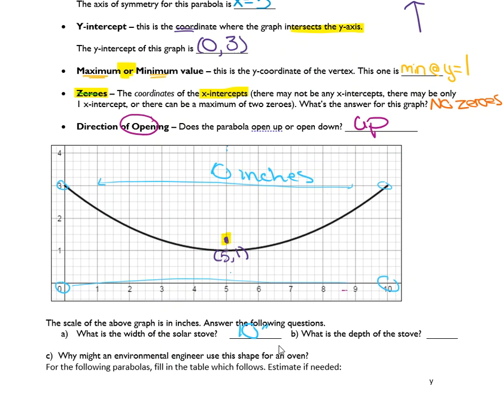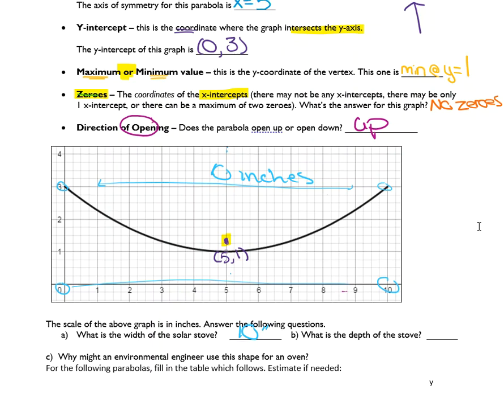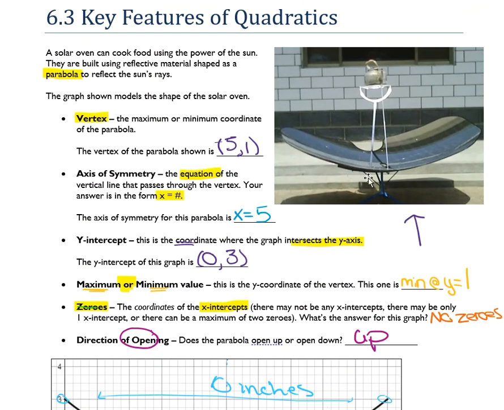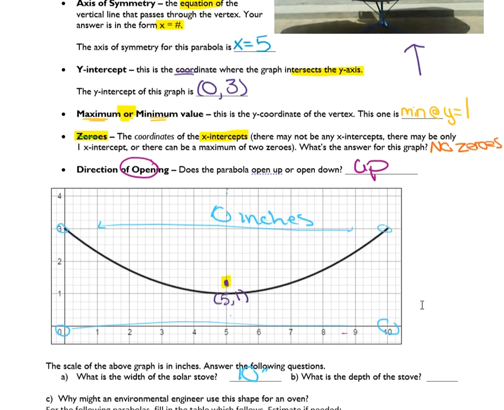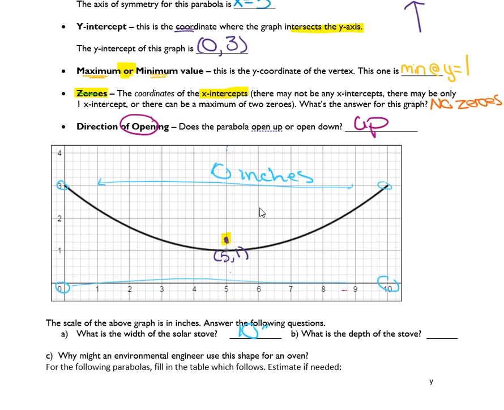And what is the depth of the stove? So let's go and look at our stove again up here. Here's our stove. How deep is it? That means from the vertex, from this part here, up to as high as the side panels go. How deep is it? This is the depth here.